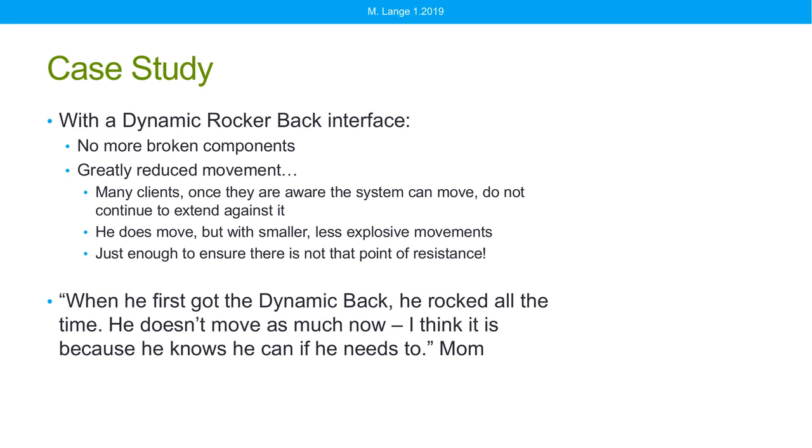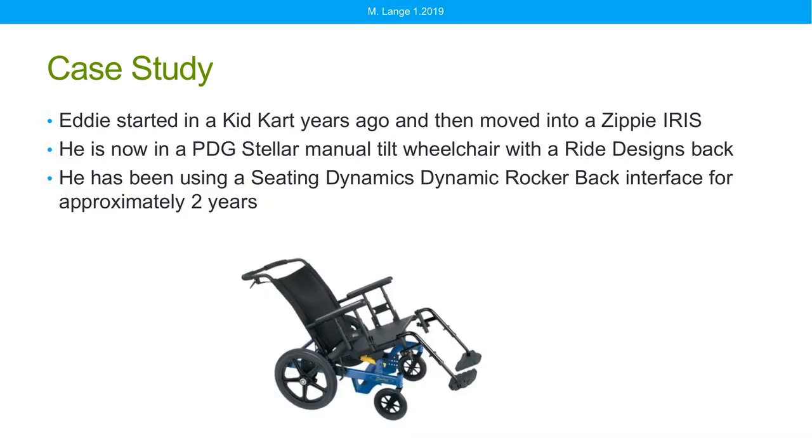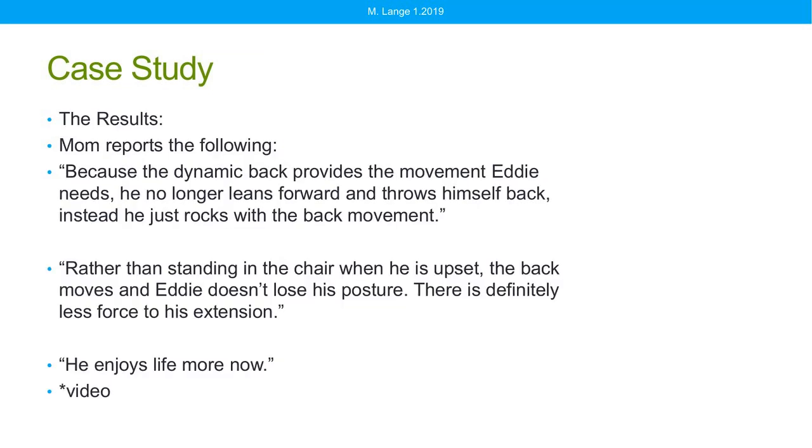This is what his mom says. When he first got the dynamic back, he rocked all the time. He doesn't move as much now. I think it is because he knows he can if he needs to. Eddie went through a kid cart, an adaptive stroller, when he was very small, moved to a Zippy Iris, and then finally a PDG Stellar, which is a very durable manual chair because he was breaking so much. Eventually he ended up with a semi-custom contoured back, the Ride Designs back. And he's now been using a dynamic back for about 2 years.